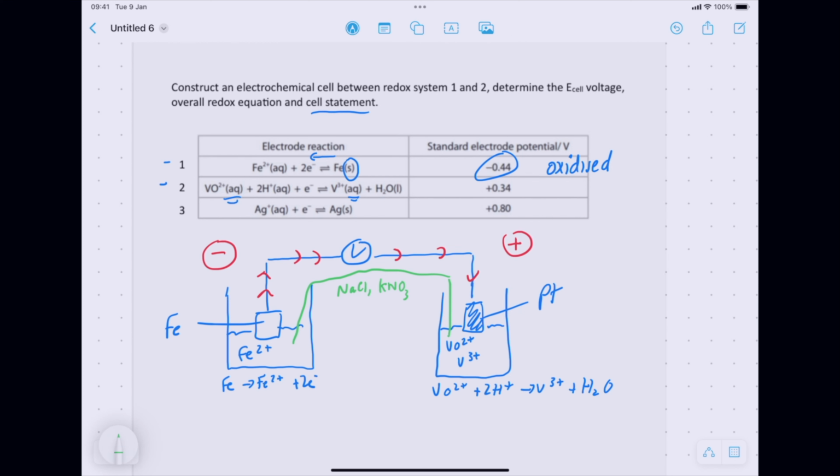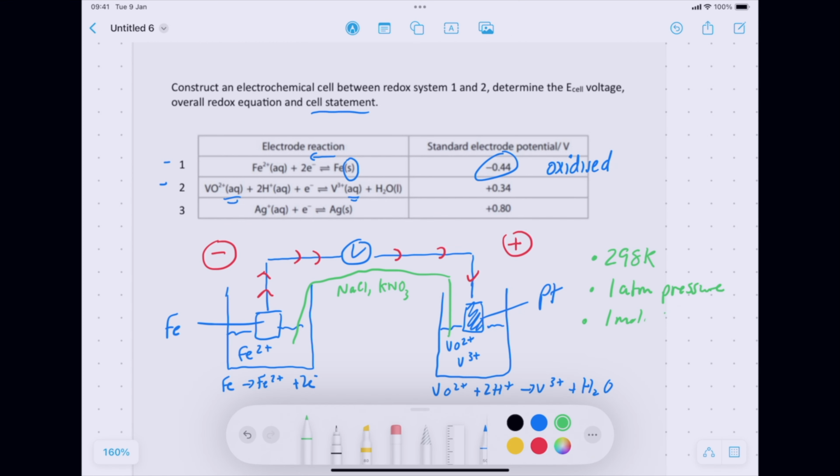Finally is the discussion of the conditions for a cell. It's 298 Kelvin. It's always 1 atm pressure, so atmospheric pressure, and for the solutions involved, 1 mole per decimeter cubed. That's the standard concentration for any solutions involved.